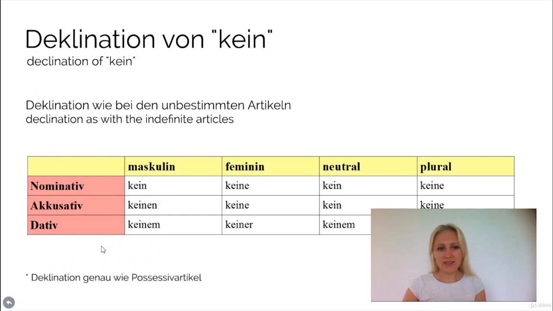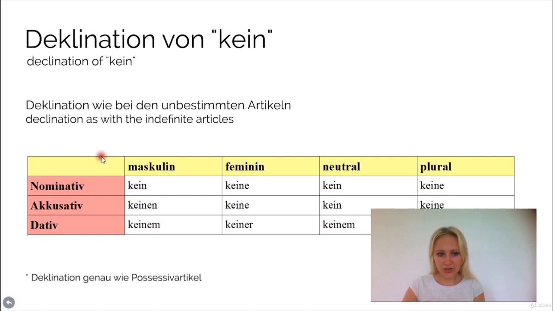Now in this slide, we have a look at the declination of kein. Deklination von kein. The declination of the word kein is the same as the declination of the indefinite articles. The indefinite article, just a reminder, is the same as in English, like "this is a tree", or the German eine, for example, as you hopefully remember, we learned at the beginning of the course. How we adapt it is the same as with kein.